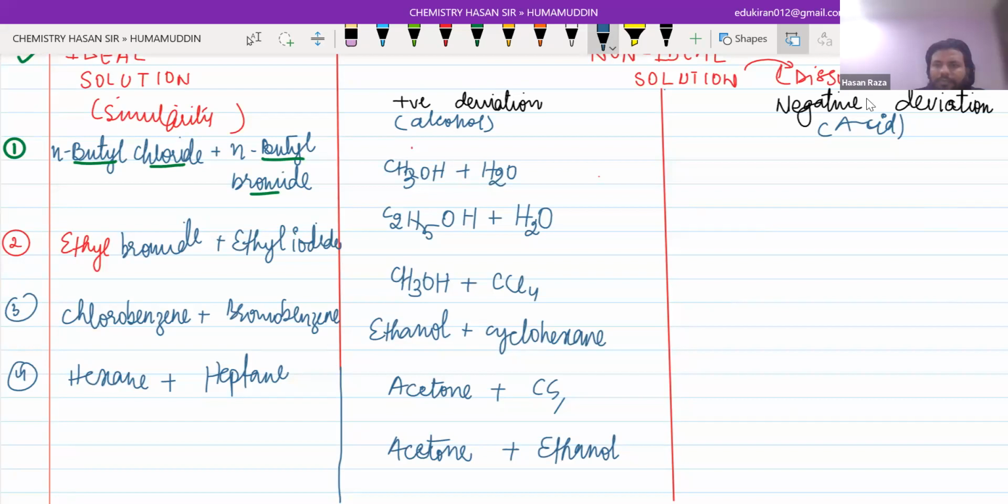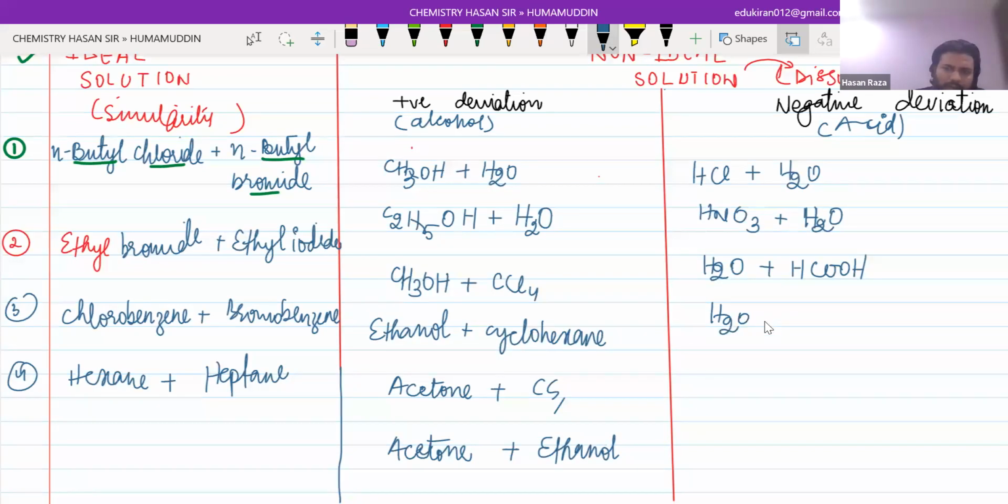Now the next, as I told you, is acid. So there is HCl plus water. You can see acid is there. HNO3 plus water. Water plus methanoic acid. This is also acid, methanoic acid, carboxylic acid. You can go for water plus ethanoic acid, CH3COOH. Now the next, which is not an acid, you can say CHCl3 chloroform plus benzene.